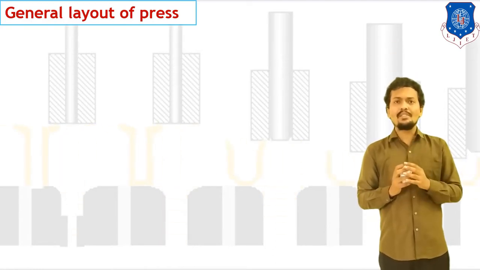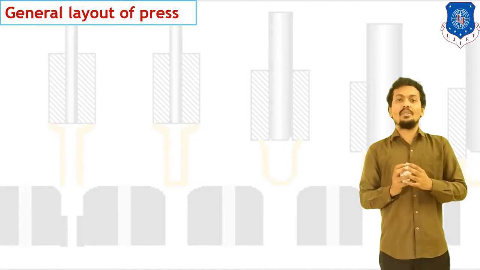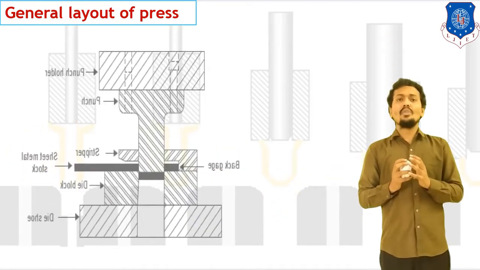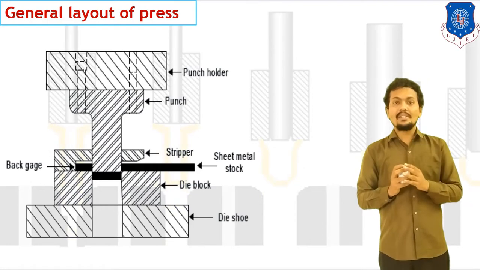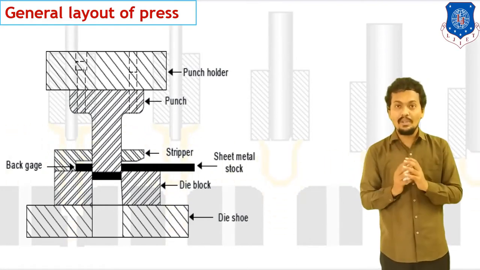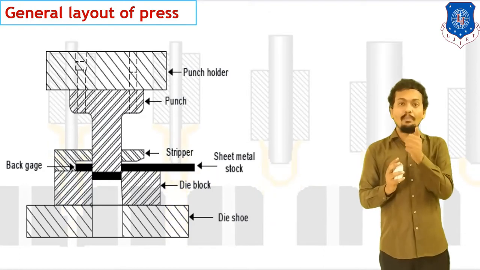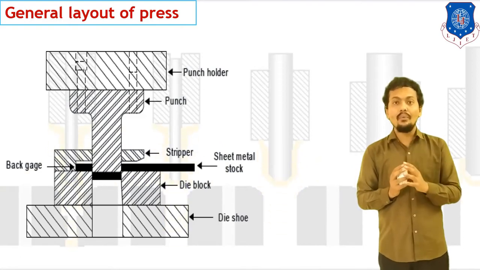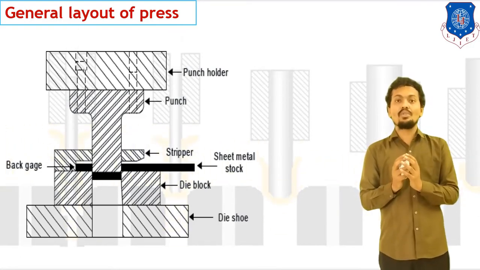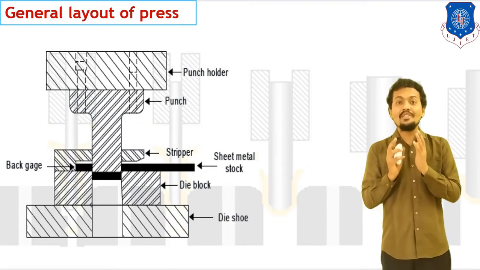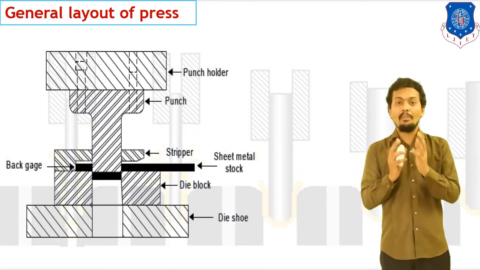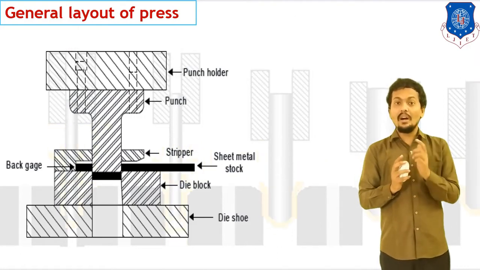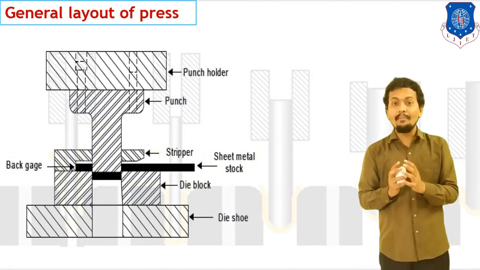So what do you mean by press machine? A press machine is a machine which is used for generating compressive force or up-down motion. Let us start our discussion with the general layout of a press machine. The purpose of a press machine is to produce the up-down motion or compressive force. With the help of this up-down motion or compressive force, we can change the shape of a given material. In a press machine, our purpose is reciprocating motion.